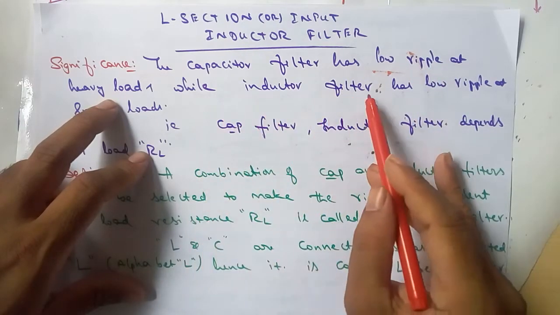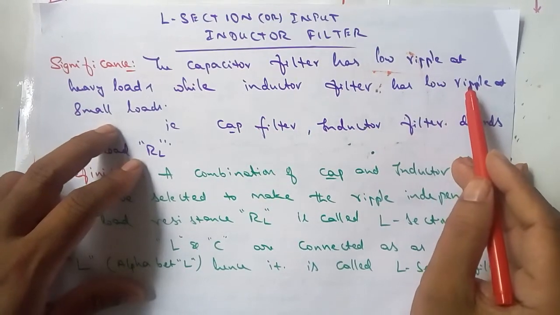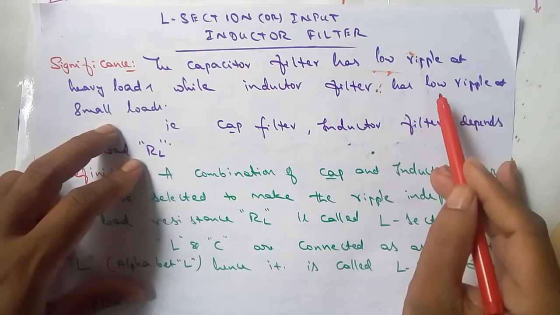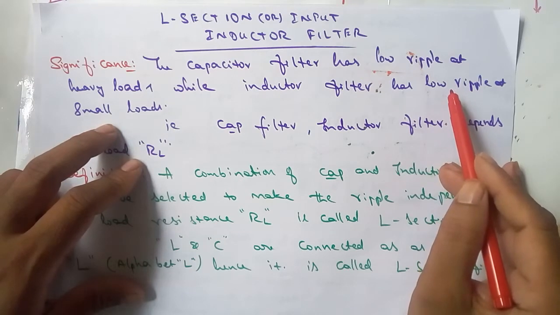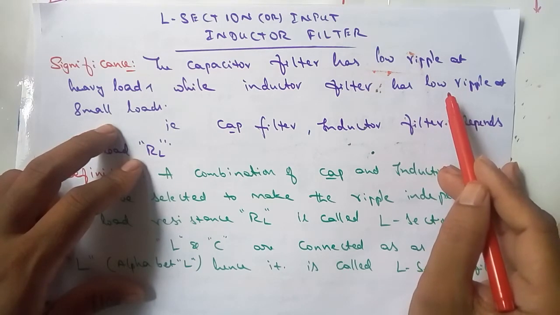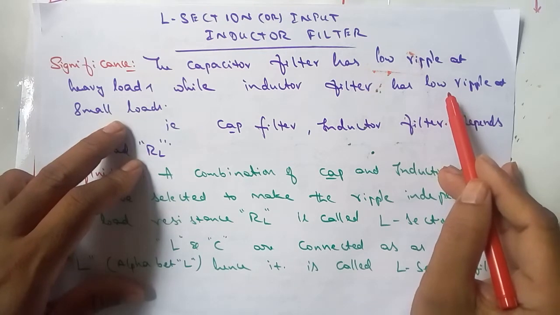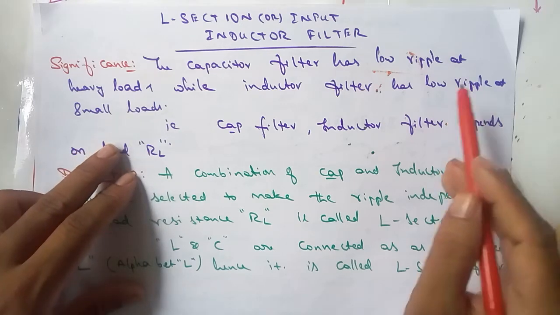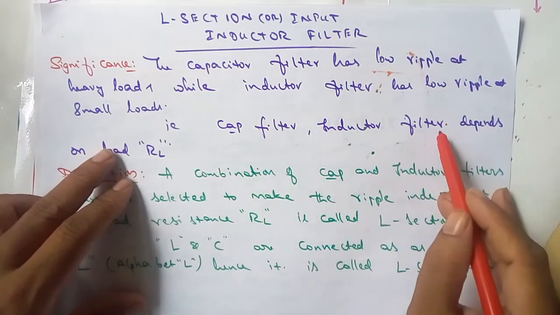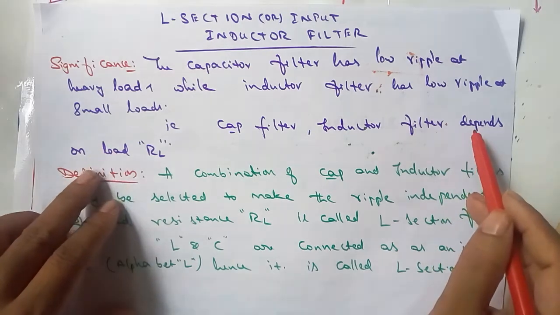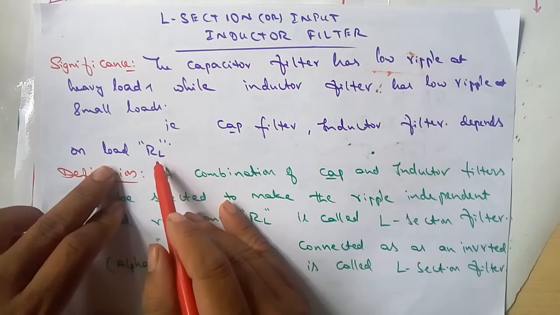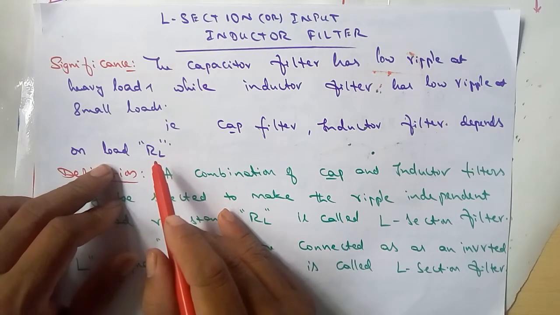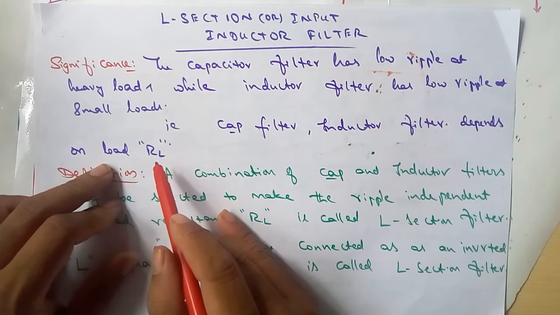While the inductor filter has low ripple only at small loads. For the inductor filter, small loads give small ripples, but if you have high loads, then it gives high ripples. From this we understand that the capacitor filter and the inductor filter both depend upon the load resistance RL. This is the disadvantage of the series inductor filter and the parallel capacitor filter.